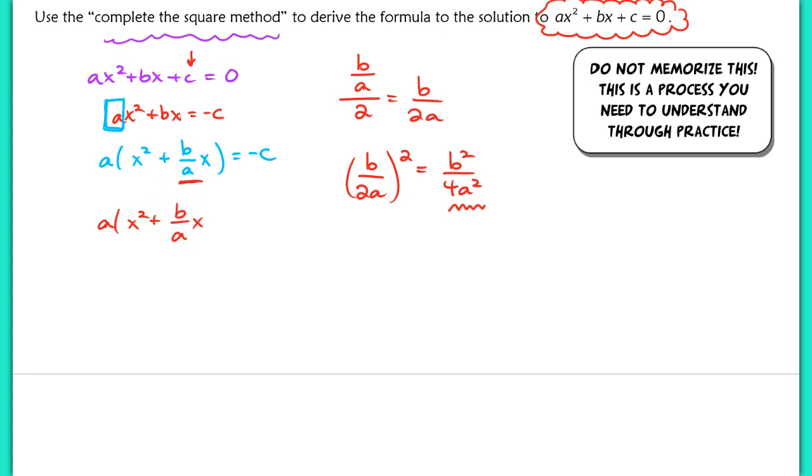Let me change color so you can see it a little easier. Okay, the thing is, you always have to remember this crucial step. A lot of times students will forget this. You have to balance your equation. So what are we going to add to the other side? Well, think about it. We're not just going to add b squared over 4a squared, because we're multiplying it by another a, right? So really what we're adding now is b squared over 4a.